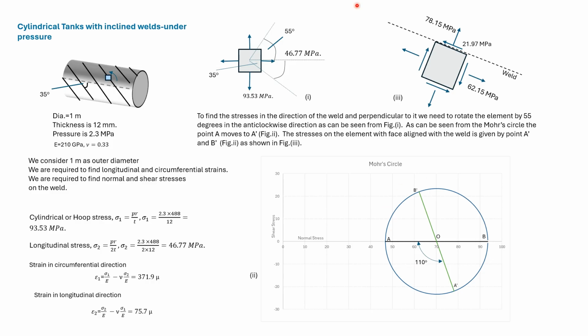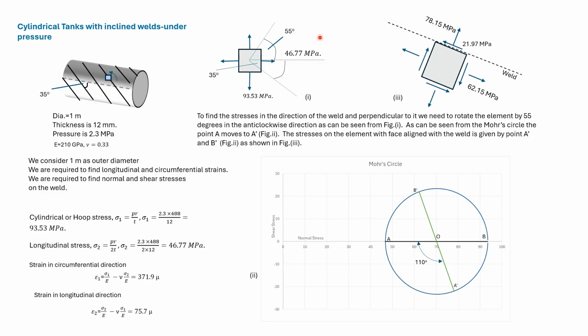Next we form the circle. Here we rotate by 55 degrees in the anticlockwise direction. So OA has been rotated by 110 degrees and we reach A dash. A dash, B dash give the stresses acting on this element with its face along the weld.